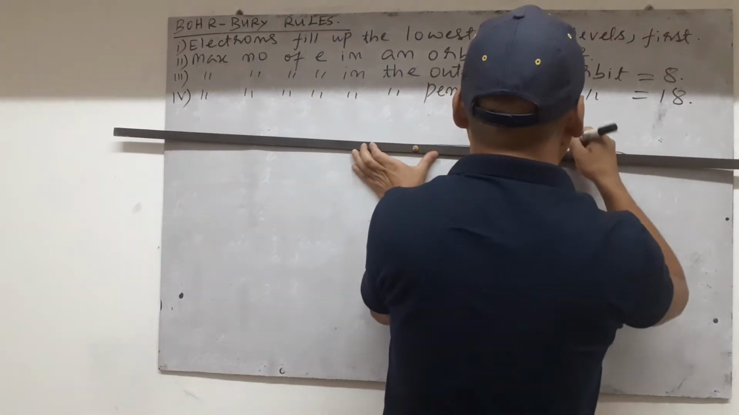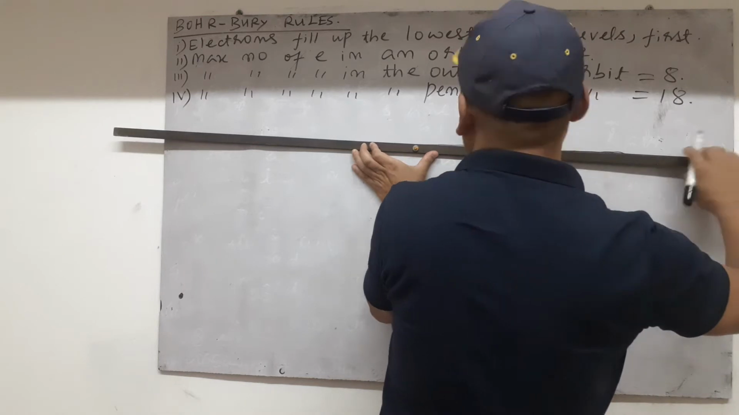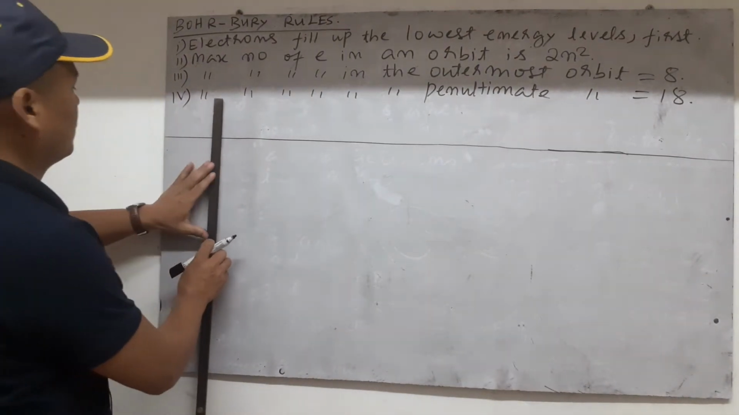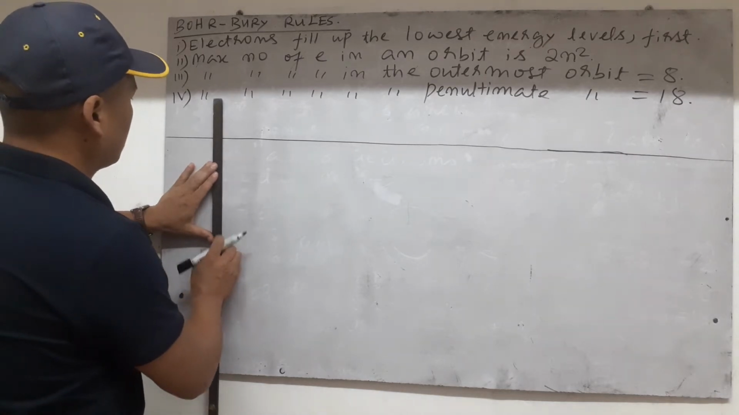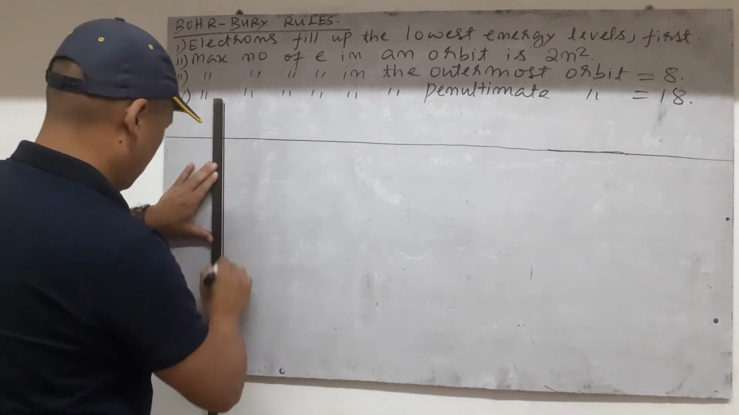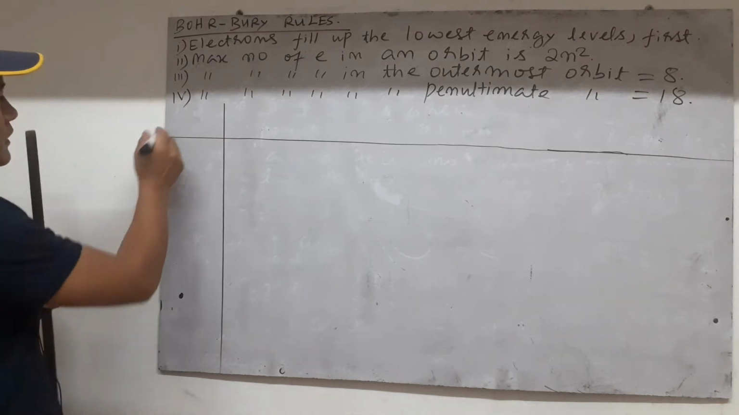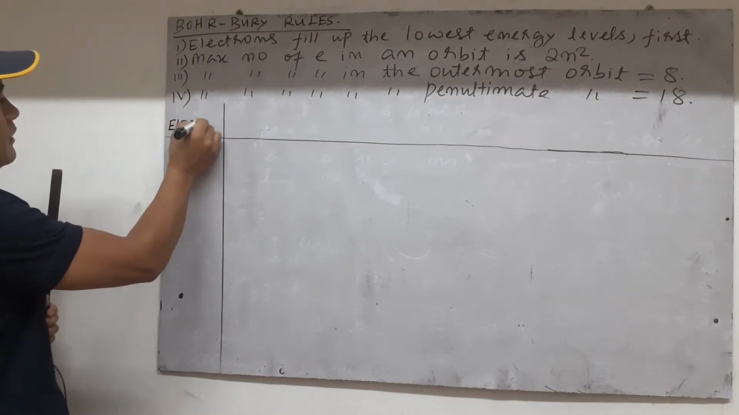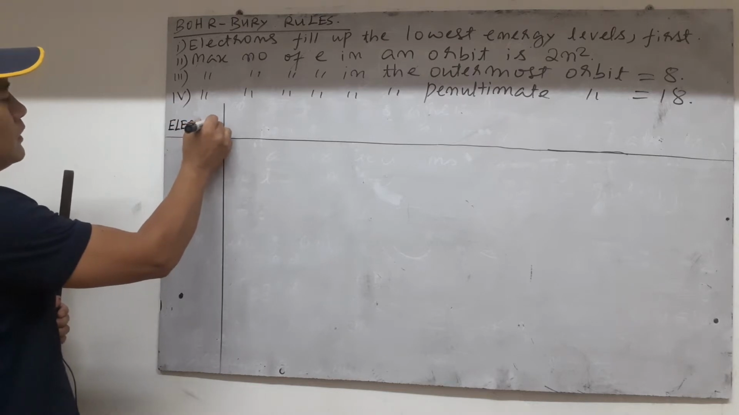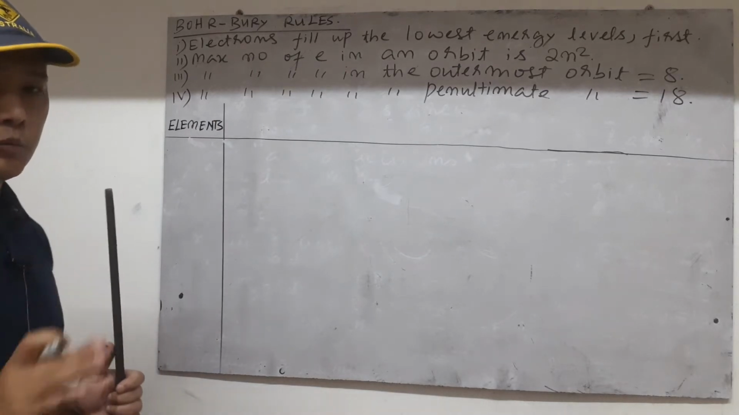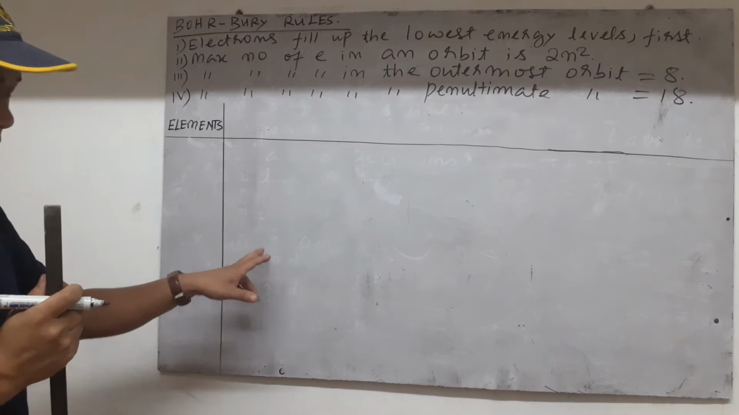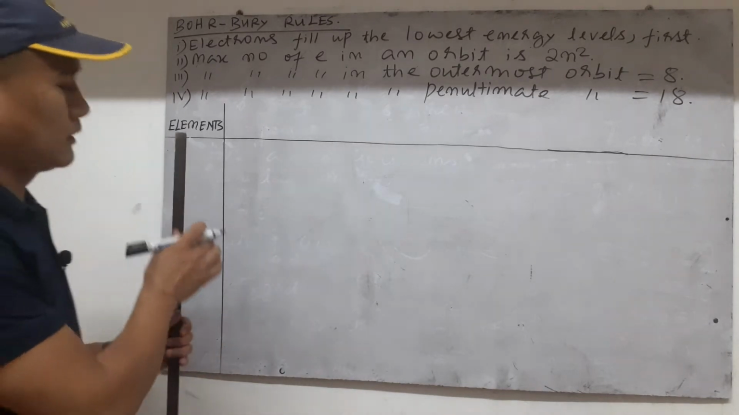Use the full page, it's going to be good to get more space. So let us say in this first column we have the elements. You draw like that, and here write the elements. We're going to apply the Bohr-Bury rule for the first 20 elements and the noble gases. Don't bother too much about what noble gases mean now. Just follow, you'll get it.